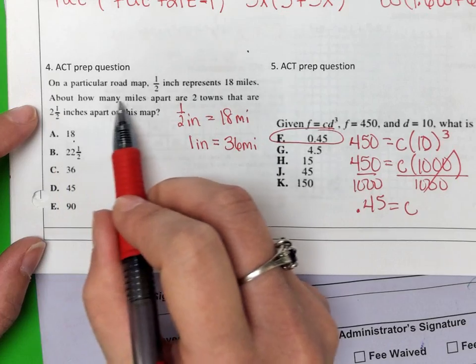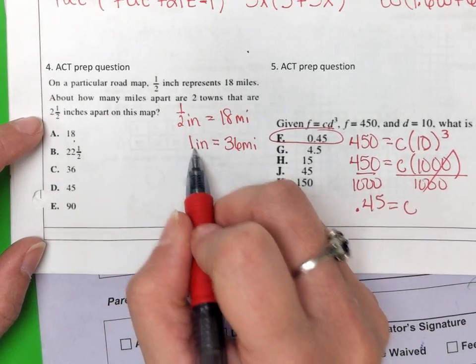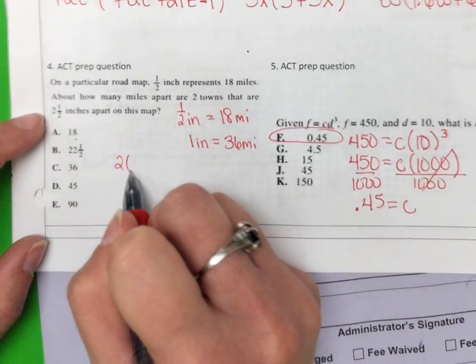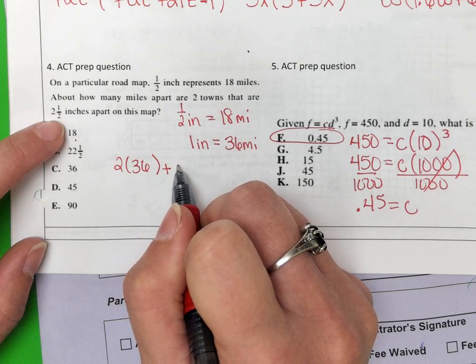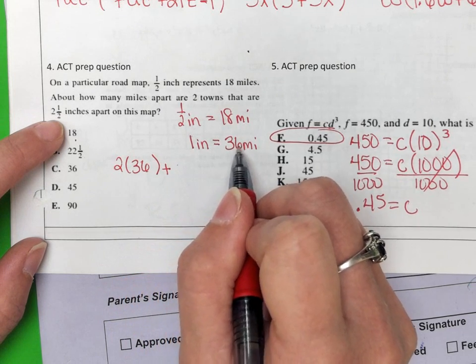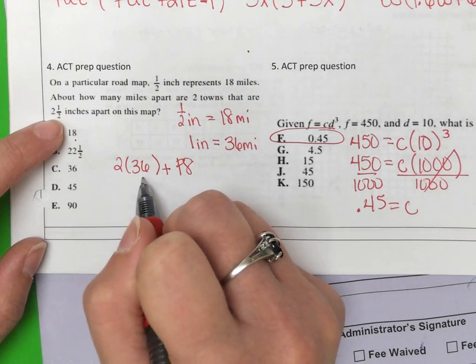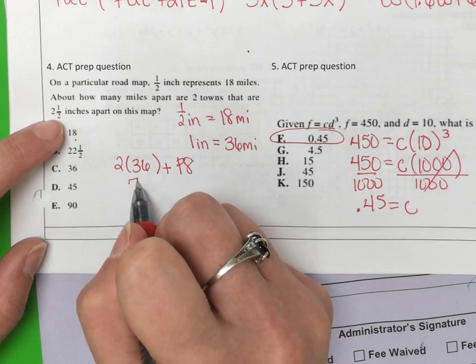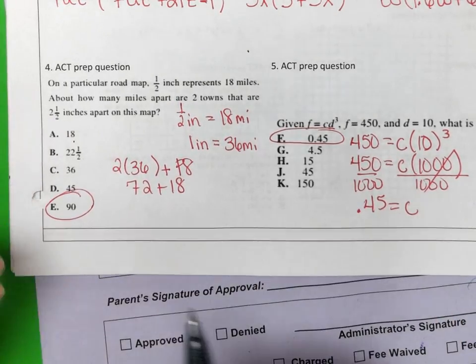So it says, about how many miles apart are 2 towns that are 2.5 inches apart on the map? So an inch is 36, so it'd be 2 times 36. How much? Yeah. And then plus 18. So 2 times 36 is how much? 72 plus 18? 90. There you go.